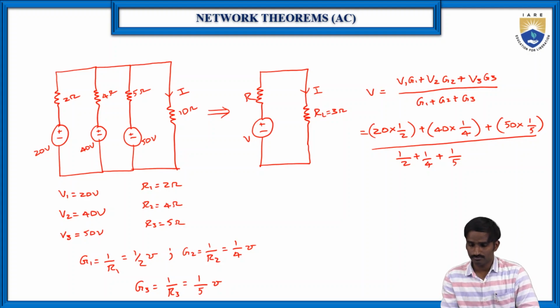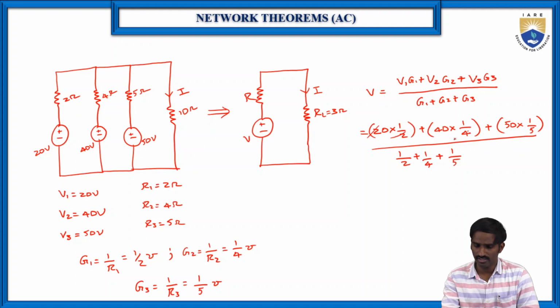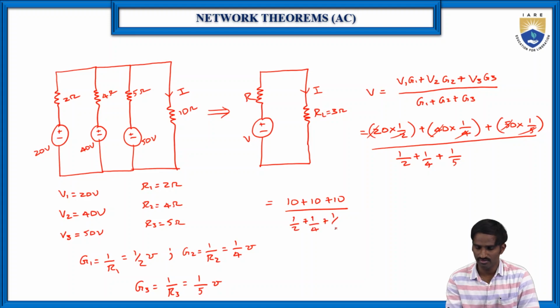Of course, here you will get cancelled. In the numerator you will get 10 plus 10 plus 10, divided by 1 by 2 plus 1 by 4 plus 1 by 5. Then if you simplify this, V is equal to, sorry, not 60, 600 by 19 that you will get.